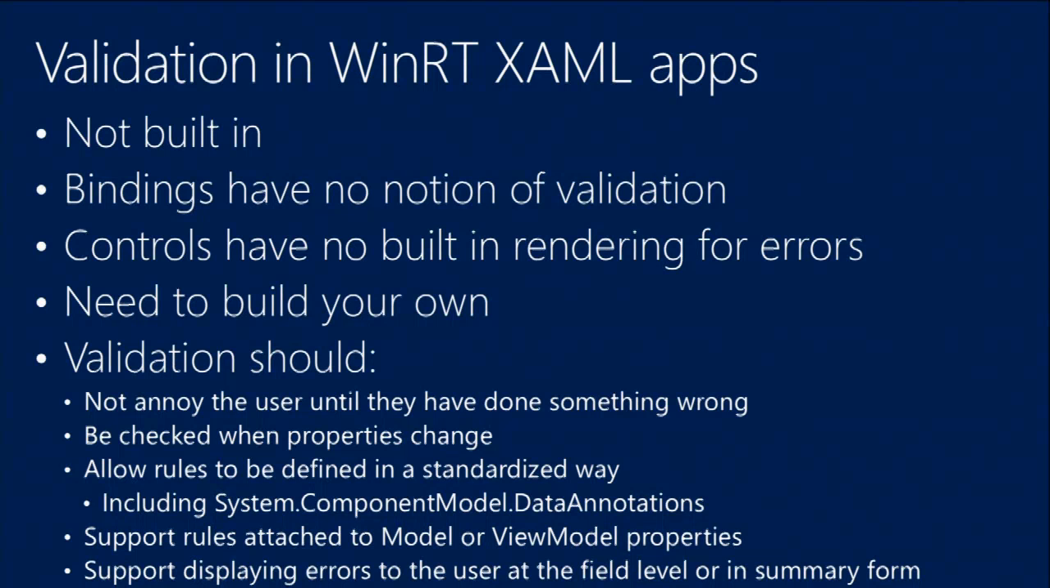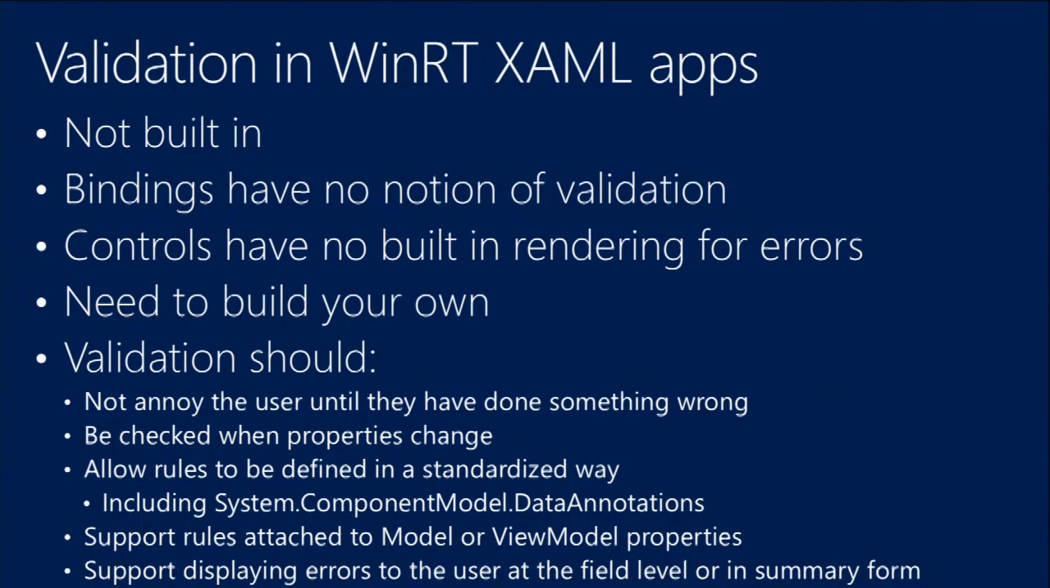The trigger in general is when the properties change, when they've actually set something. And we wanted to be able to define the rules in a standardized way. As I mentioned, we use data annotations, which, if you haven't been exposed to those yet, ASP.NET knows about them natively, Entity Framework knows about them natively, Silverlight and WCF Data Services knew about them. So it's a very standard mechanism in .NET for a declarative approach to validation rules.